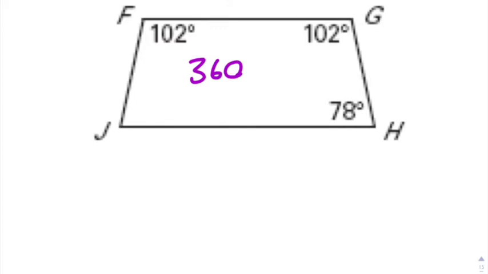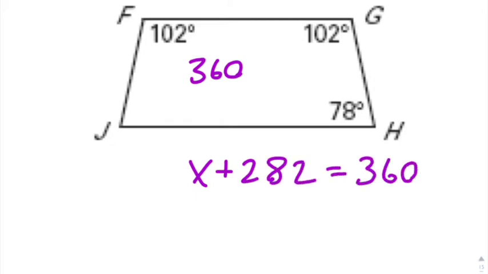So what I'm going to do is add up all those angles. I'm going to go 102 plus 102 and then plus 78. Or actually, I need to type it in right. And that'll get us 282. So we'll say x plus all the other angles, 282 apparently equals 360. And the last angle when you subtract should be 78 degrees.